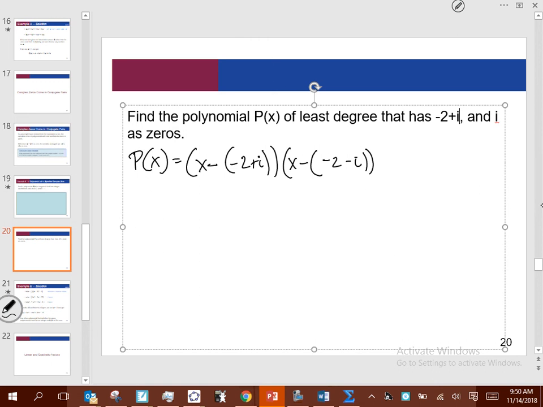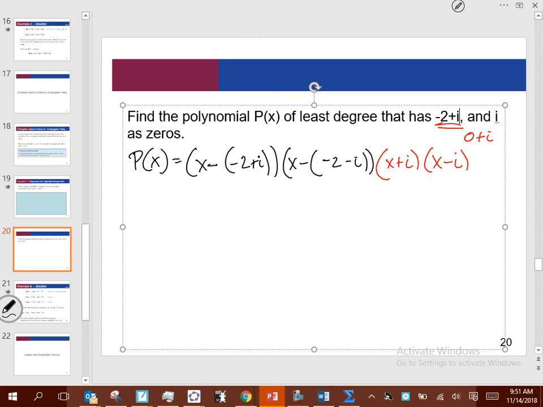So that's the first 2 zeros. Now I'm going to have x. Now, you usually don't write this, but 0 plus i is another way of saying i, right? What would that conjugate be? Yeah, 0 minus i, right? Which would just be minus i. So we have x plus i and x minus i.